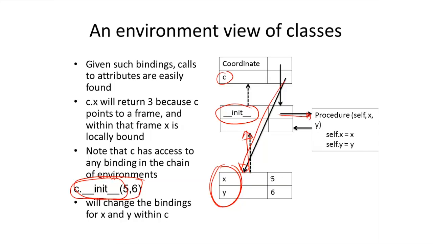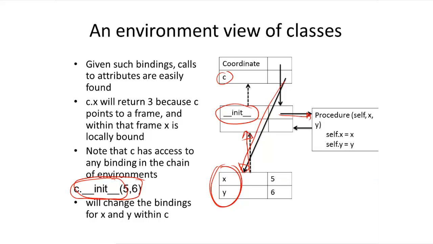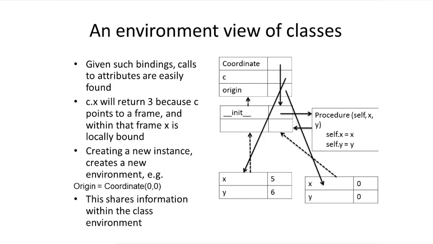I showed it as changing the values to 5 and 6 here, but in fact calling that procedure would probably create a new frame in which we would bind 5 and 6. It depends on the version of Python and how we do this. But either way, the point I want you to see is I can get to that init method and call it if I wish.